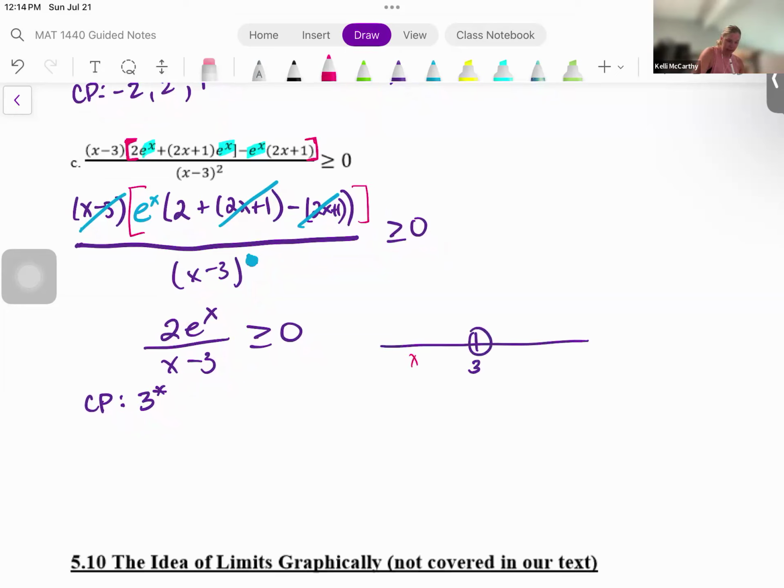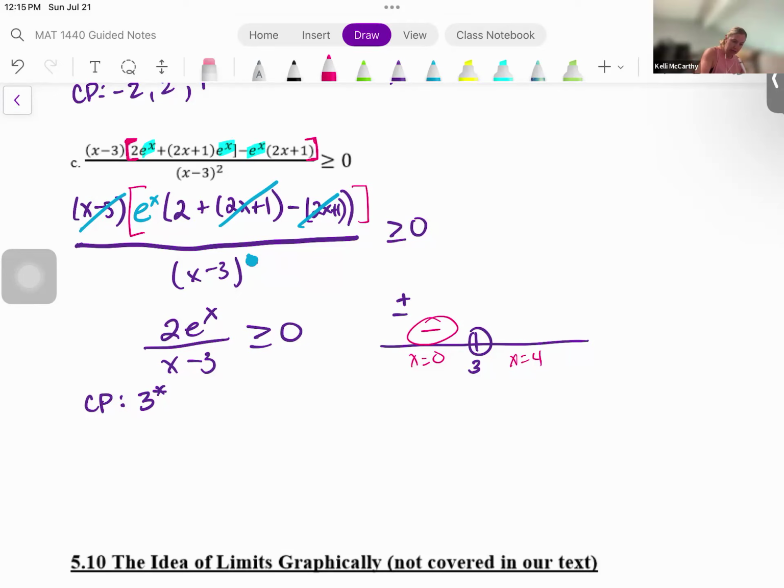So our test points, let's plug in 0. Let's plug in x equals 4. Plugging in x equals 0, our numerator is always going to be positive. E to the x is always positive, multiplied by 2, always positive. So we don't even really need to think about what that value of our test point is going to do because the numerator is always positive. Plugging in 0 in the denominator, that's negative. So this part of the function is going to be negative.